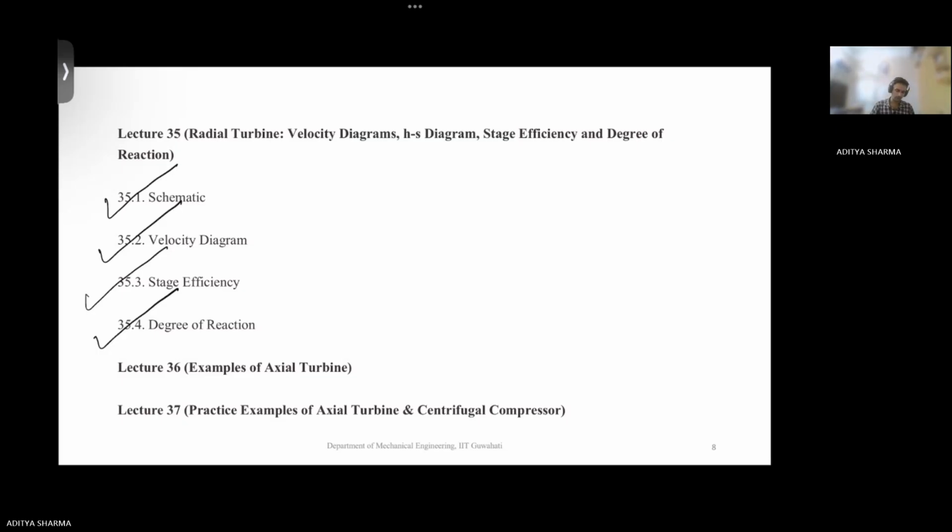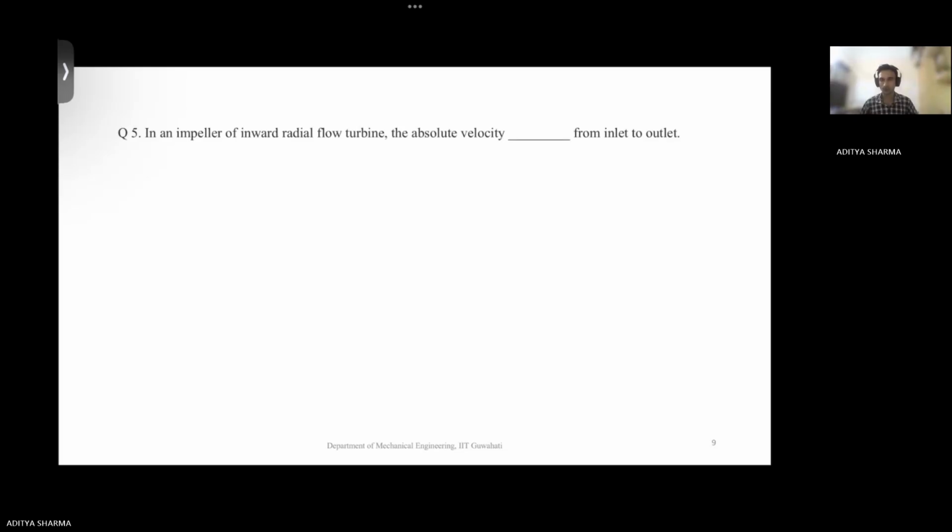Okay. Then there are numericals in lecture number 36 and 37. Okay, so this link I'll give in the description. You can go through these lectures with examples of these two types of turbines. So I have a few numericals also on axial turbine, so we can discuss them.